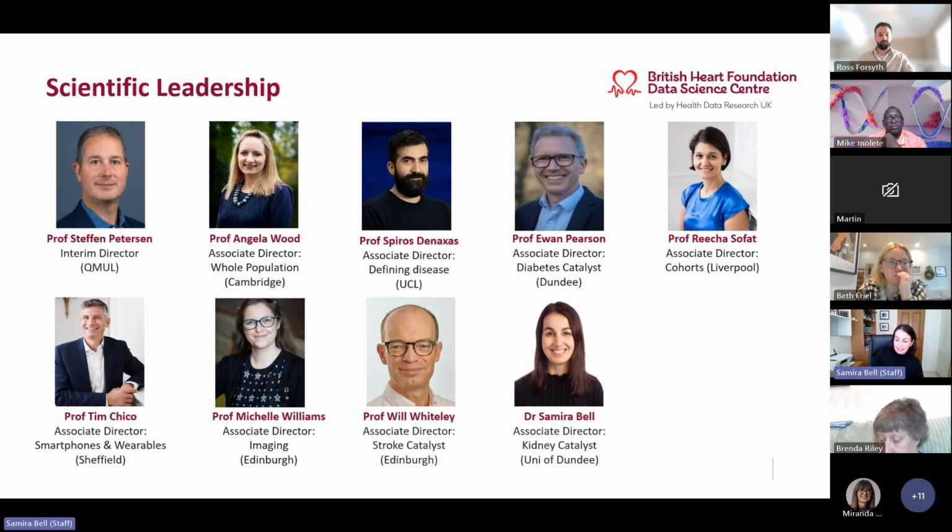The Data Science Centre has leadership across the UK from a number of different institutions and a number of different specialties and expertise, and being able to draw on all this expertise is really valuable, and it allows us to really be able to push the work that we're doing in kidney disease and hopefully improve the care of kidney patients.